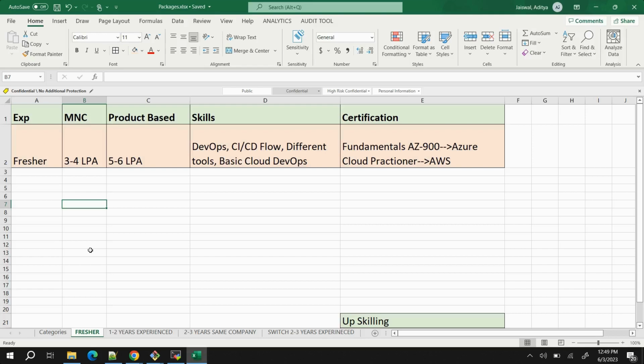As I mentioned, at this point almost all the companies, be it MNC or product based, are either migrating to cloud or going to migrate to cloud in future. Okay, so either way, you should definitely go for learning cloud DevOps as well. Okay, which I am also even teaching.